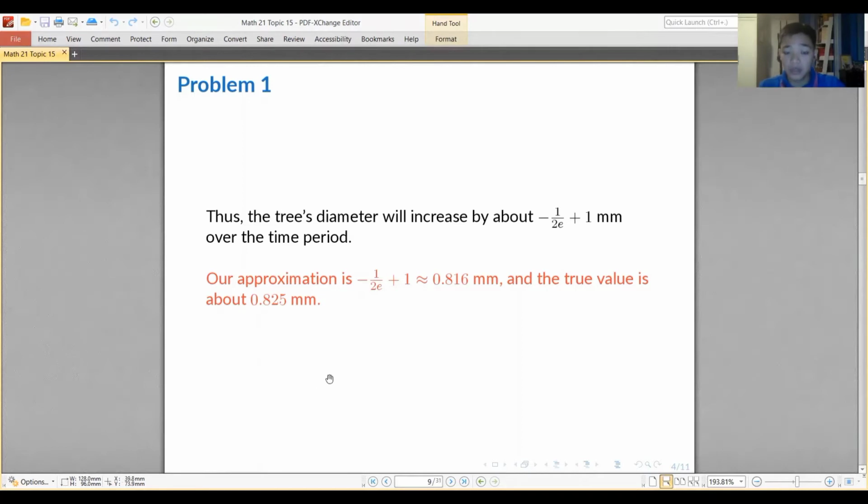So if you input this value in the calculator, you'll get 0.816 millimeters. And then to get the true value, you only have to input the values 1 plus 0.1 and 1 into the function B(t). And then of course, you'll get the difference. You'll get 0.825, which is very close. Thus, this example shows the usefulness of differentials when dealing with problems like these.